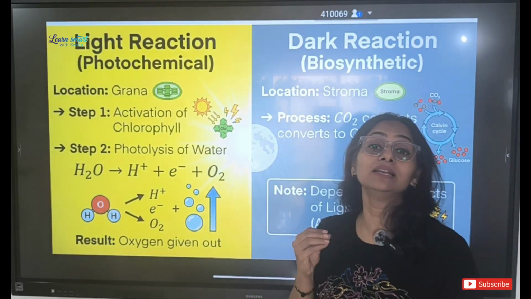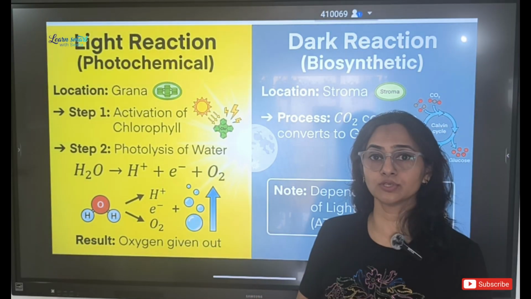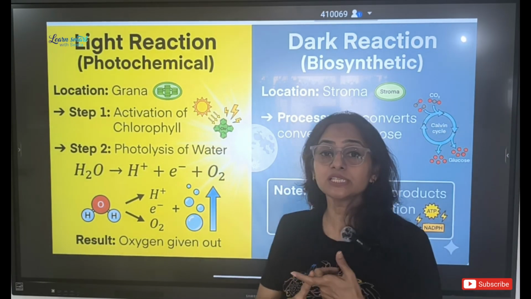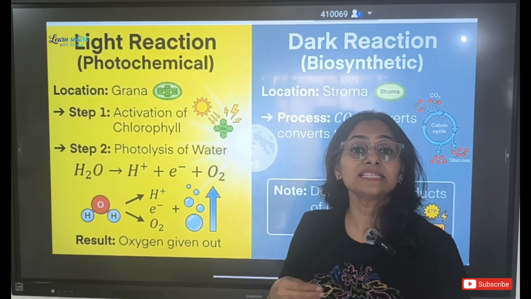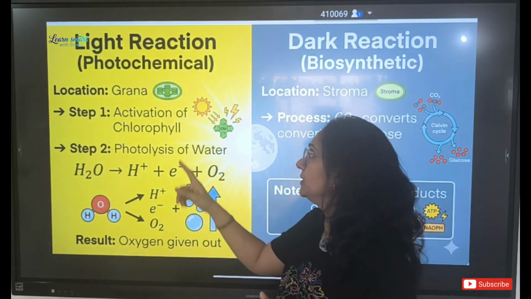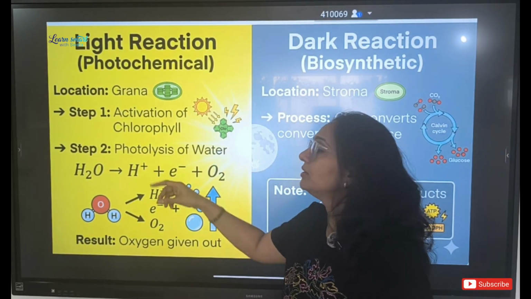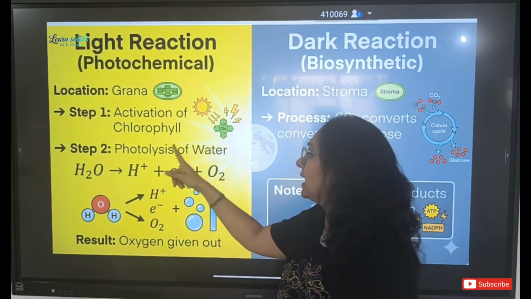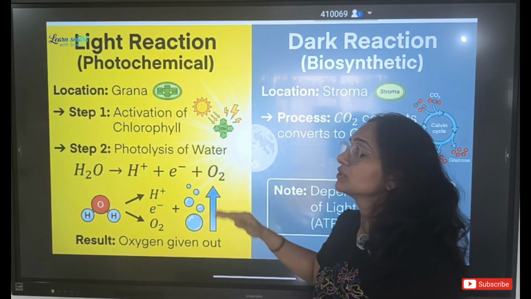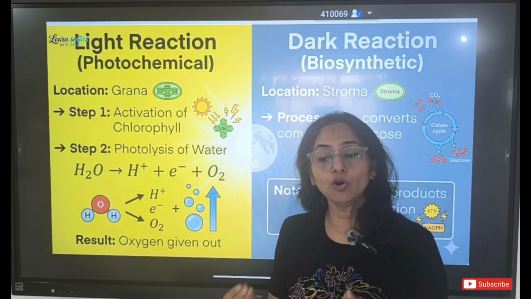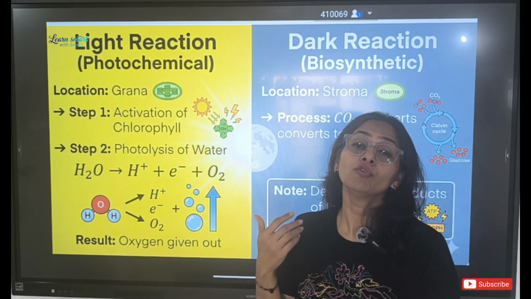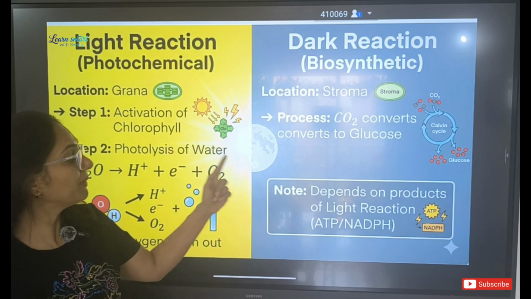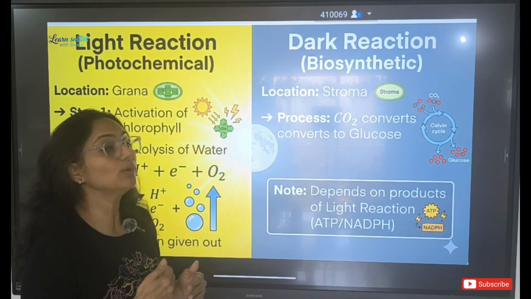Let's have a look at the light reaction versus dark reaction of photosynthesis. Light reaction takes place in the grana of the chloroplast. The first step is that the chlorophyll gets activated by absorbing light energy. After the activation of chlorophyll, the water molecule is broken down. Photolysis of water. It breaks down to give hydrogen ions, electrons and oxygen. This oxygen is released, which is used by all the living organisms for their respiration. And the hydrogen ion is picked up by NADP and converted to NADPH.